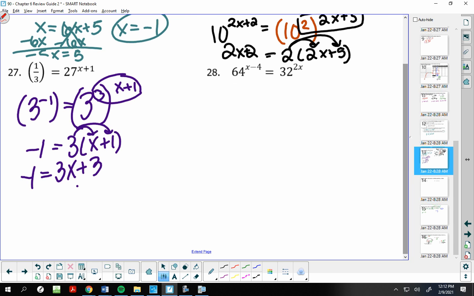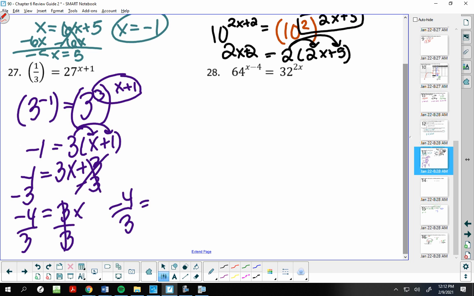So I'm going to move my constants to the left side. And we get negative 4 equals 3x. Divide both sides by 3. Is it okay to have a fractional answer? Yeah, absolutely. Okay, does it make you question yourself sometimes? Yep, it can, but it is correct, and you can always plug it in to make sure it's correct.